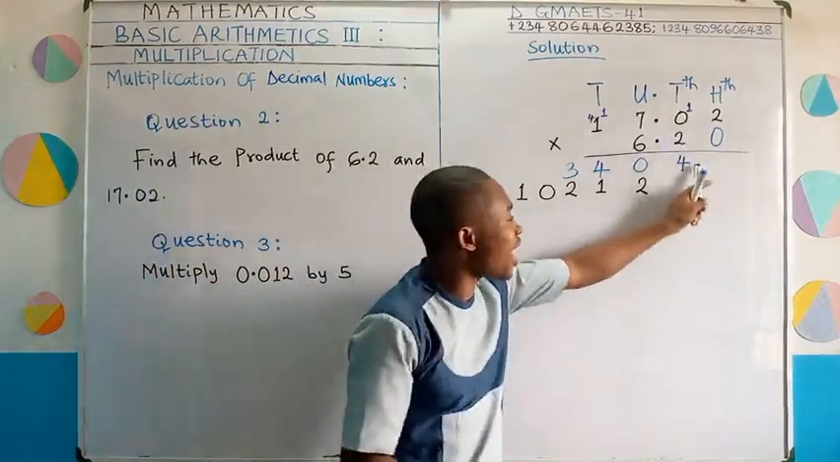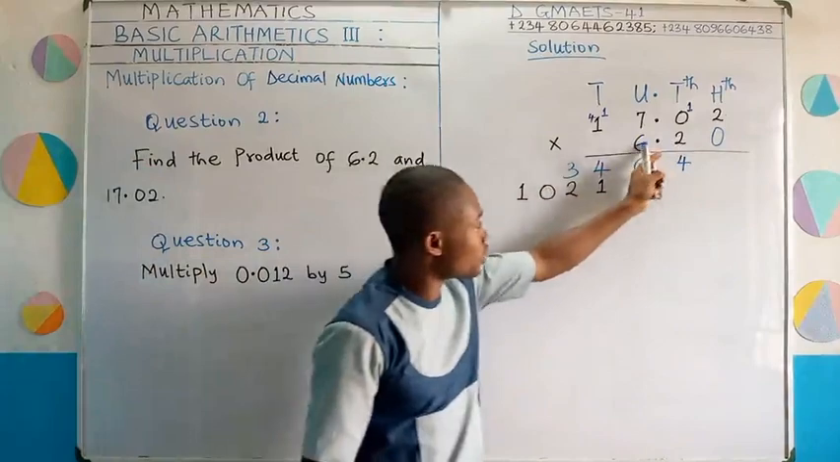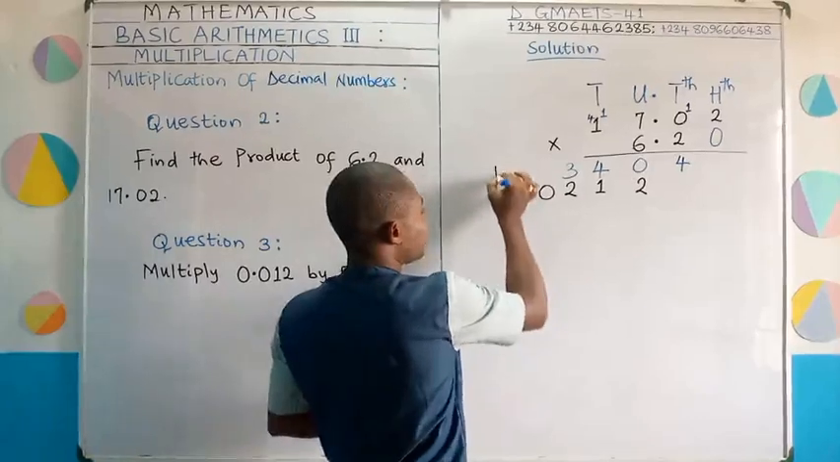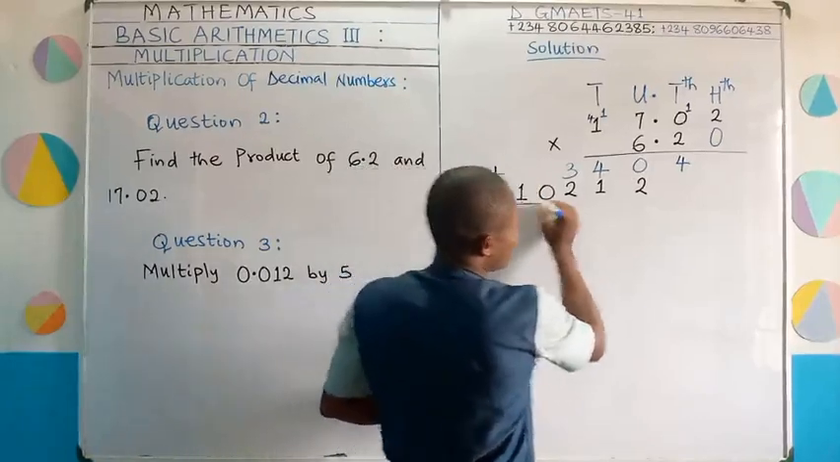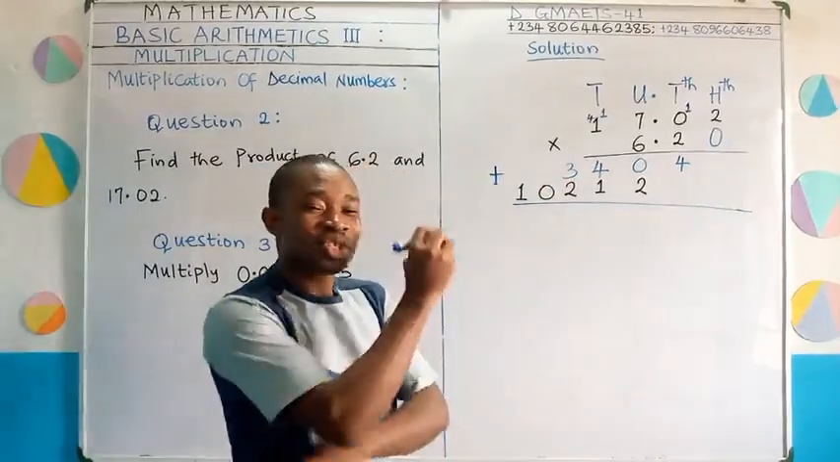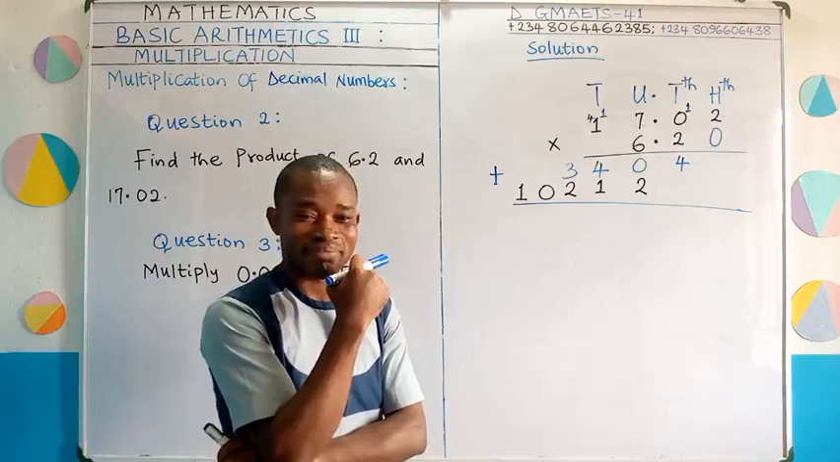Used 2 to multiply, I got this row. Used 6 to multiply, I got this row. So at this point, I can now add. So let us add and see. And how do we do our addition? I didn't show that multiplication by 0.